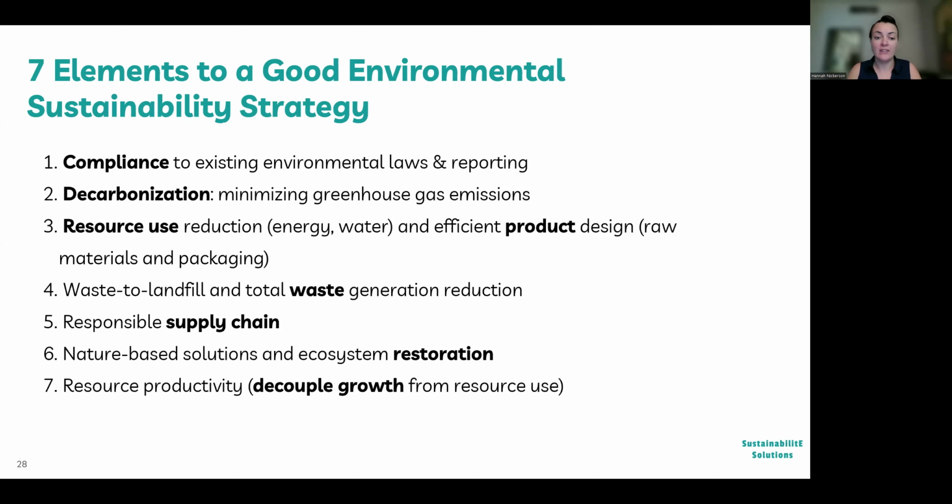Then we have waste to landfill and also total waste generation. Fifth, we have responsible supply chain, all about ethics and sourcing. Then we have nature-based solutions and ecosystem restoration. So we talk a lot about sustainability when we really just mean being less unsustainable. This is where we're really coming in to regenerate natural systems supporting our businesses.